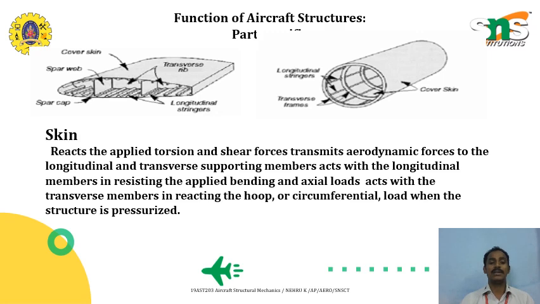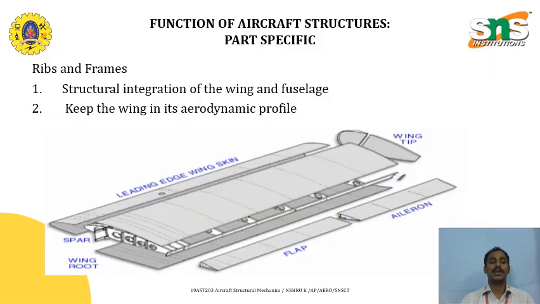So this skin will take torsion and shear load while the aerodynamic forces are acting either in a longitudinal direction or the transverse direction in the members, like the fuselage and the wings. The transverse member reacts the hoop and circumferential stresses. The load on the structure takes place as a pressure load. So these pressure loads will transfer to all the members, from the skin to longeron, skin to ribs, skin to ailerons, all the control surfaces. This skin helps to transmit the torsion and shear loads from the aerodynamic forces.